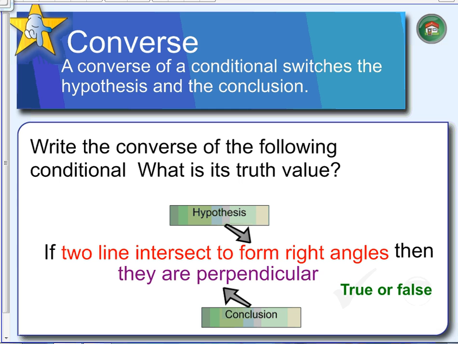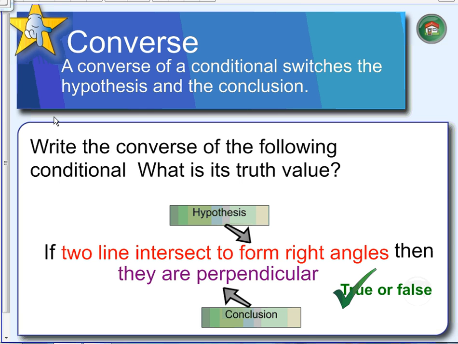We're going to look at one more statement. Figure out the truth value first. If two lines intersect to form right angles, then they are perpendicular. If you said that the truth value is true, you are correct.